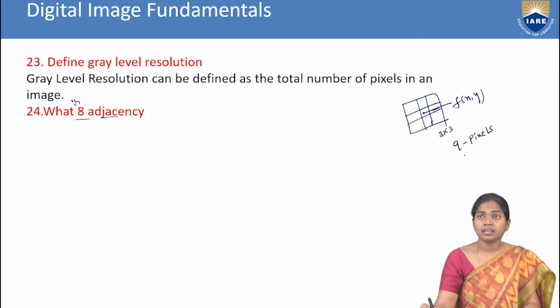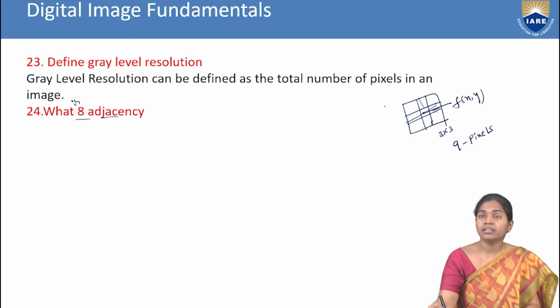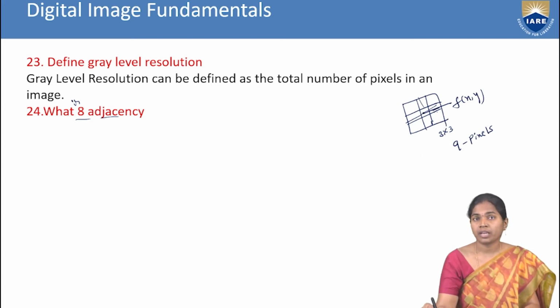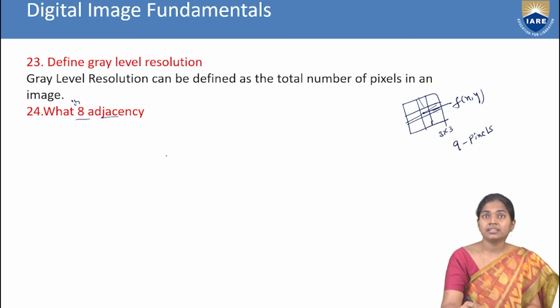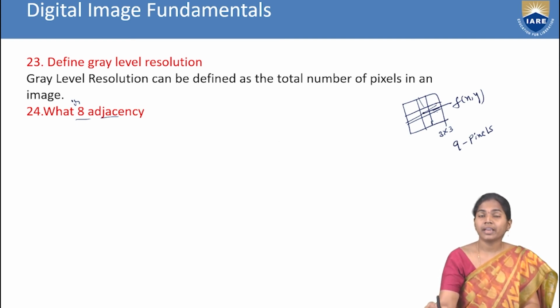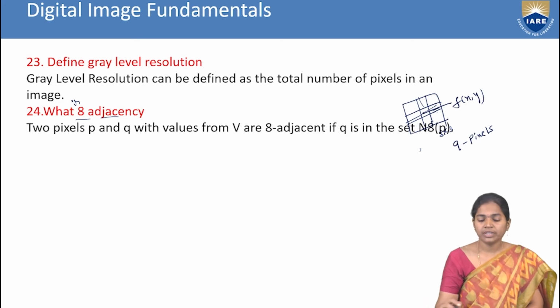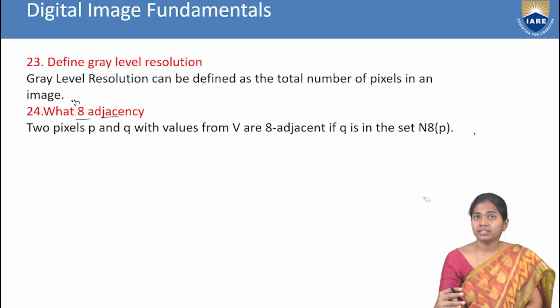Out of these 9 pixels, this one is the center pixel f of x comma y, and it has 4 neighbors, 2 vertical and 2 horizontal, and diagonally it also has a total of 4 neighbors. So 8 adjacency means we have a total of 8 neighbors, that is N8 of p. This is the relationship between pixels, and N4 of p is the 4 neighbors.